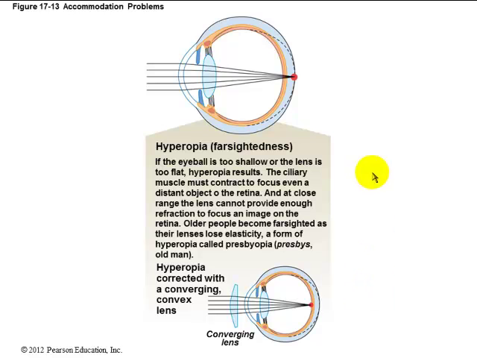In hyperopia, farsightedness, the eyeball is too short, so the focal point is trying to hit a retina that is in fact too close. To correct for this, we use a convex lens.